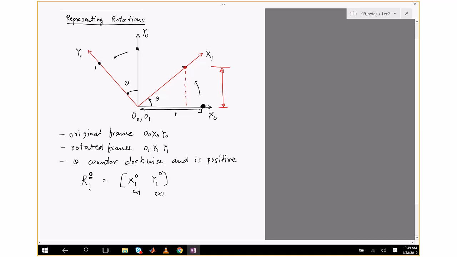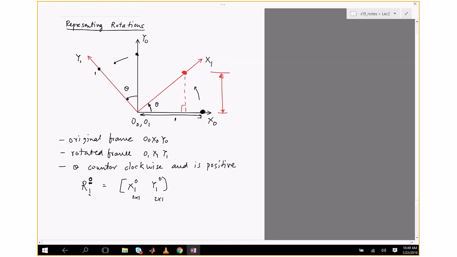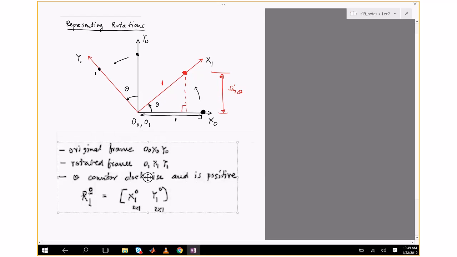Since I'm trying to find what this point is in frame 0, that's why I drew perpendiculars to frame 0. Since this is unit length, when you rotate things, the length does not change, right? So this is still unit length, and so this perpendicular is going to be sine of theta, and this distance is cosine of theta.